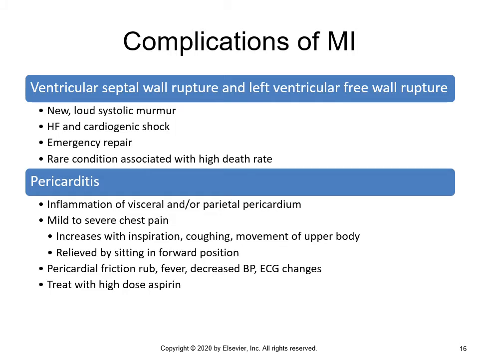A new loud systolic murmur heard in patients with acute MI may signal a ventricular septal wall rupture. Depending on the size of the defect and the degree of shunting, heart failure may occur. The patient must undergo emergency repair, either surgically or percutaneously. The defect can quickly expand and lead to hemodynamic compromise. Left free wall rupture is an emergent clinical situation. Rapid hemodynamic compromise and death ensue if not treated immediately.